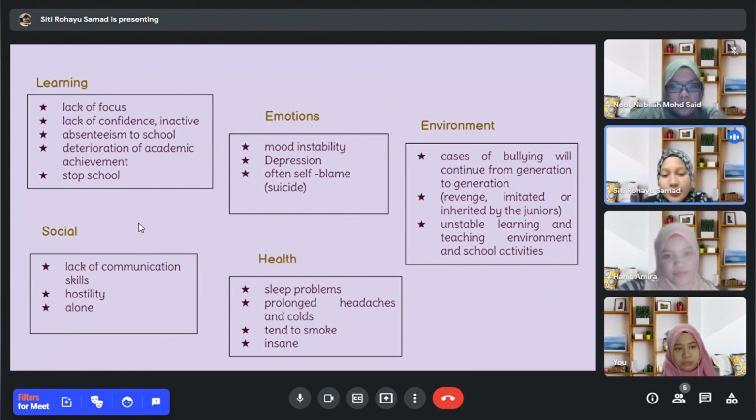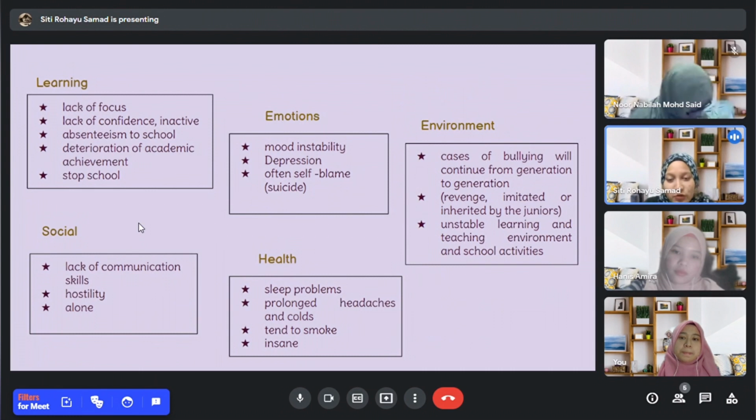And then in terms of emotions, these students or the bully victims will have mood instability, and of course they will have depression. These students often blame themselves, like they ask why I have to face this, or why I can survive this, and so on. And then they will commit suicide.